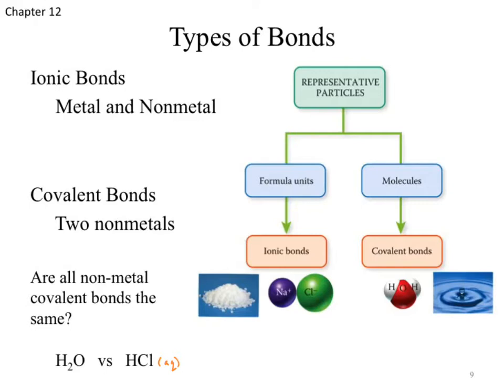Dihydrogen oxide. Because there's two hydrogens and one oxygen, we can call it dihydrogen oxide. How about the next one? Hydrochloric acid. So are all bonds the same?